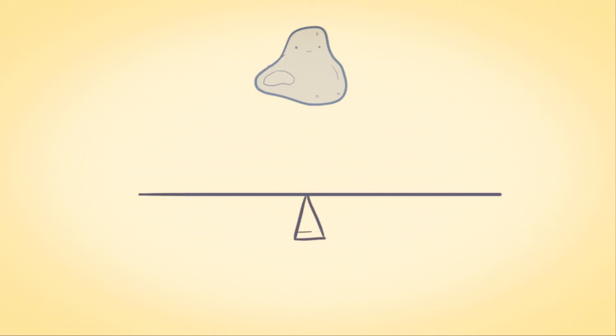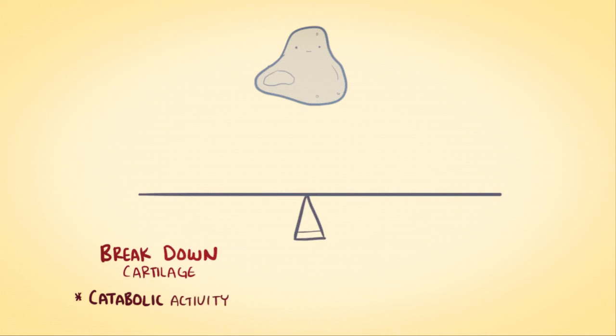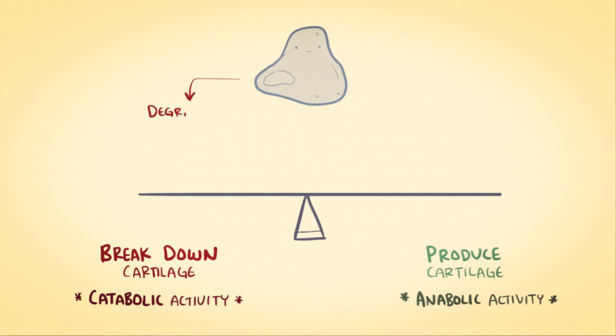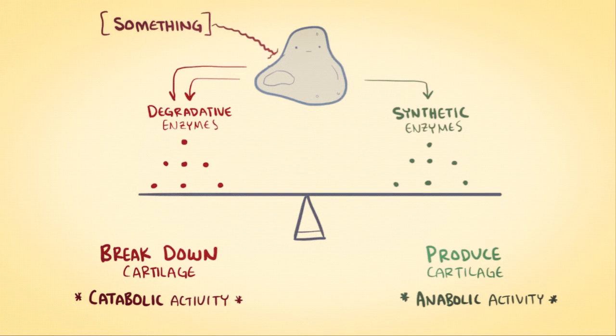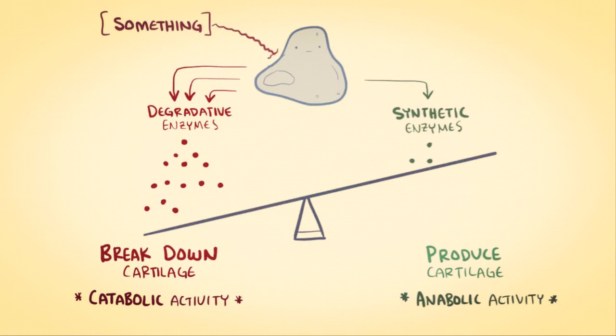Okay, so chondrocytes are important for the articular cartilage. Got it. That makes sense. In healthy people, chondrocytes maintain a delicate balance between breaking down old cartilage, called catabolic activity, and producing new cartilage, called anabolic activity, through the use of both degradative enzymes and synthetic enzymes. When something causes an increased expression of degradative enzymes, then the balance tips toward a net loss of cartilage, via loss of proteoglycans and collagen.